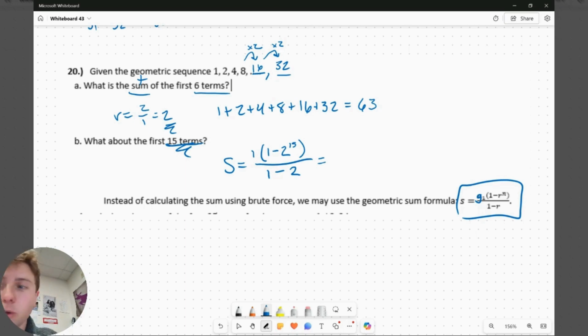In this case, if you were to use those values, you would end up getting 32,767. 32,767 is the sum of the first 15 terms.